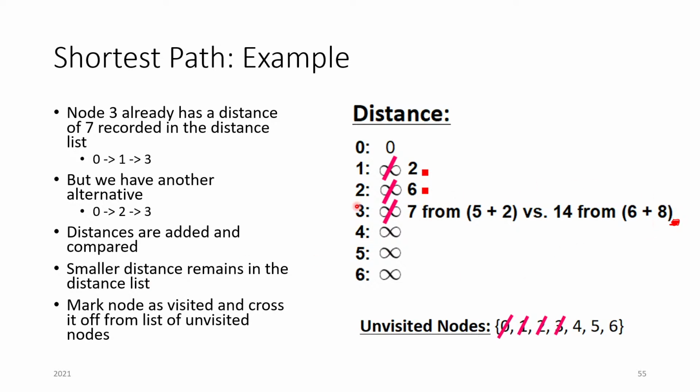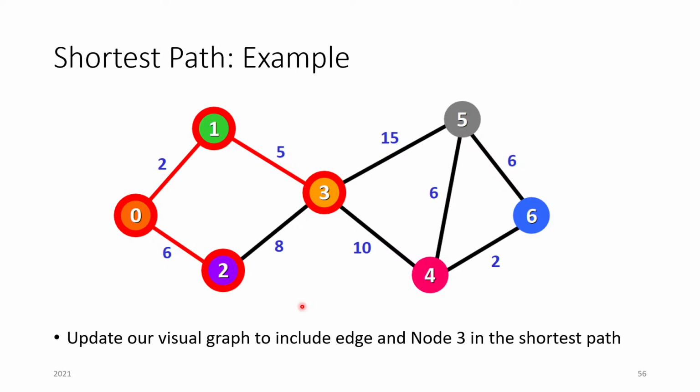And once we know that is the utmost shortest distance, we cross off that node from our unvisited nodes, so we don't need to check it again. And we update our path accordingly in our shortest path. So now we highlight node 3 here with its connected edges forming the shortest path as of now. And the process keeps on repeating to cover nodes 4, 5, and 6.